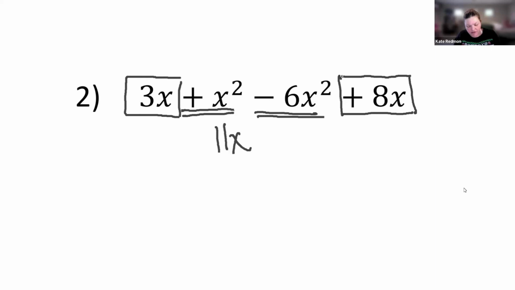Now I have a positive x squared and a negative 6x squared. And do remember that if you don't see a number in front of a term, it's like it has a coefficient of 1. And so that's basically positive 1 minus 6, which would give me negative 5x squared.